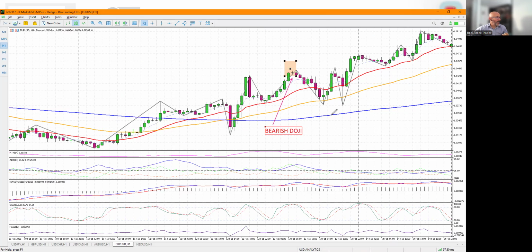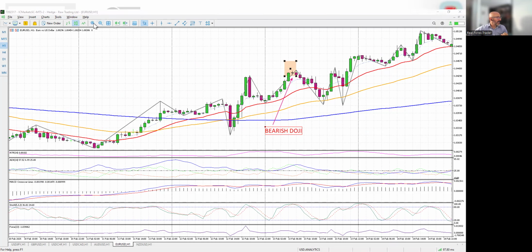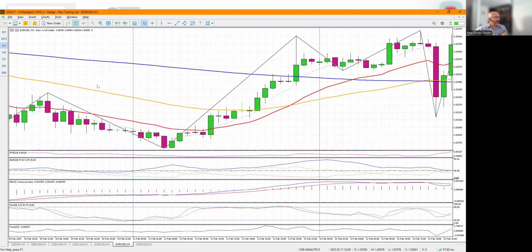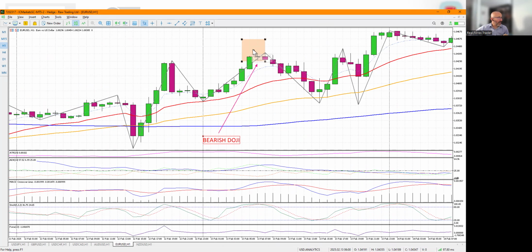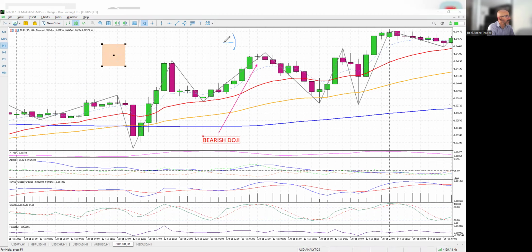For example, here we just identified a Doji Star, right? Look at the formation of this candlestick. It is basically a cross. No more. It's just this. This is a doji. What is the meaning?